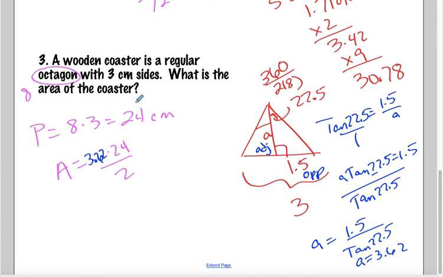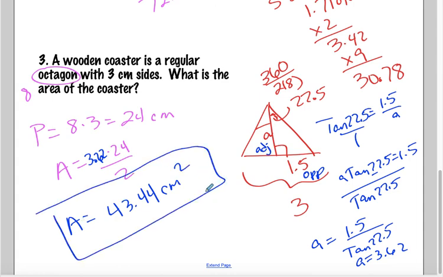So we're going to do 3.62 times 24 divided by 2. And they didn't tell me where to round, so I'm just going to leave it as this. So 43.44 centimeters squared for our area there.